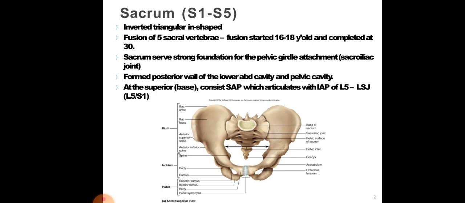Sacrum serves as a strong foundation for the pelvic girdle attachment, that is the sacroiliac joint. It forms the posterior wall of the lower abdominal cavity and the pelvic cavity. At the superior part, that is the base, it consists of the superior articular facet which articulates with the inferior articular process of L5 to form the lumbosacral joint at L5 to S1.